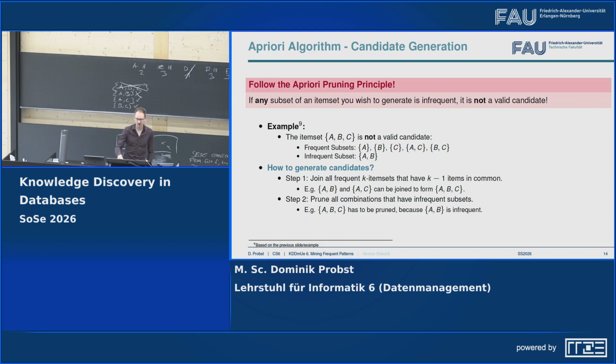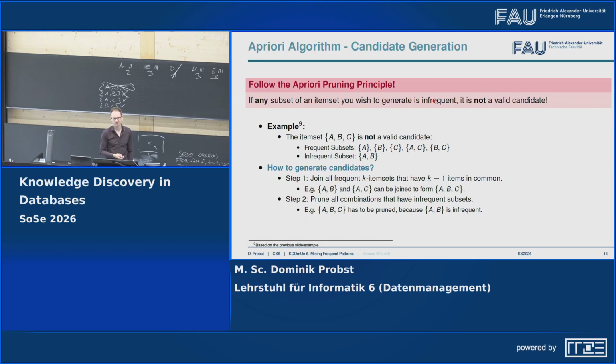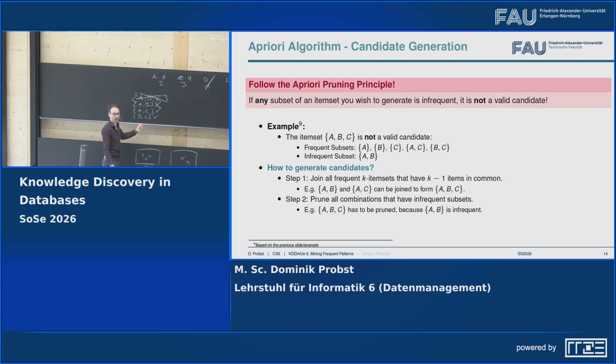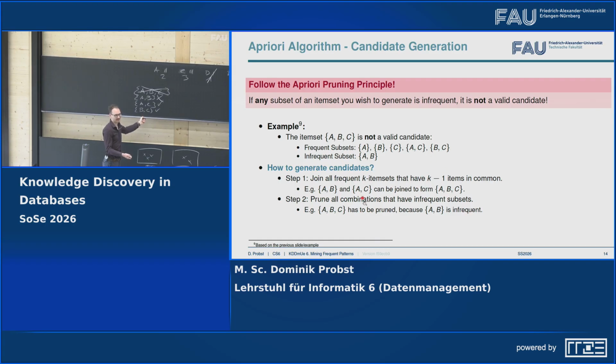Very important, I already said that: if any subset of an item set you wish to generate is infrequent, then it's not a valid candidate. So basically this example in here, okay? That's very important, and basically the whole slide is about this. How do we generate candidates? Well, we combine everything together, and then we are pruning combinations that have infrequent subsets. That's the easiest way to get to that.